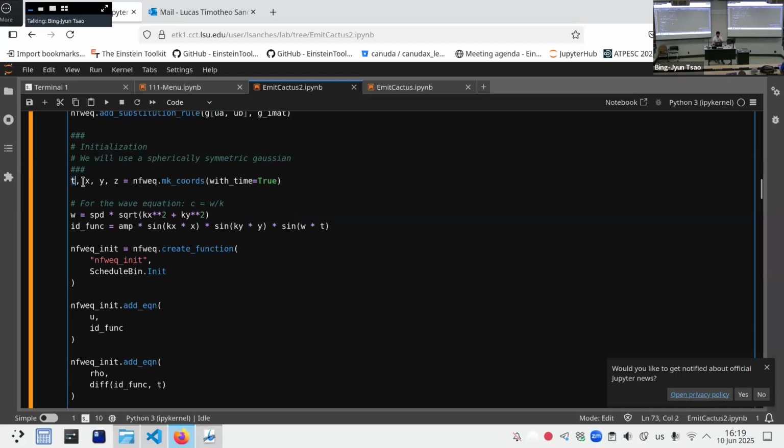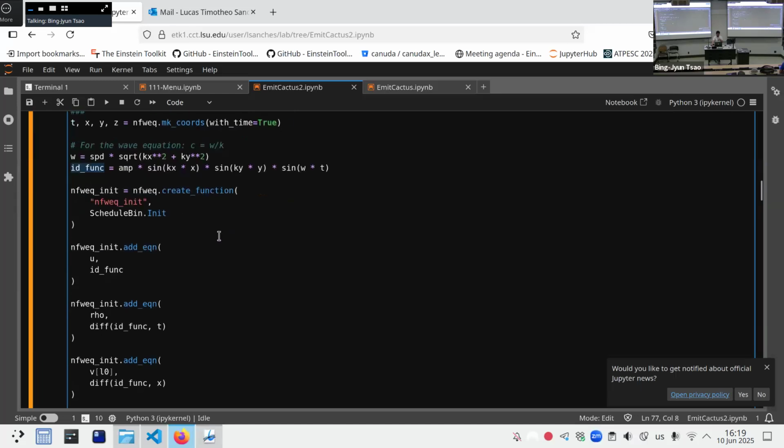Next, I am bringing some coordinates in. These coordinates are more for the benefit of our initial data. We are explicitly using x and y on them. Here we defined the wave angular speed coefficient or whatever, which is the speed times the square root of kx and ky. Remember, these are parameters. We just defined them. And ID func is just going to be the function that I'm going to use as initial data, and we're going to be taking derivatives of it. So this is why I am storing it in this variable.